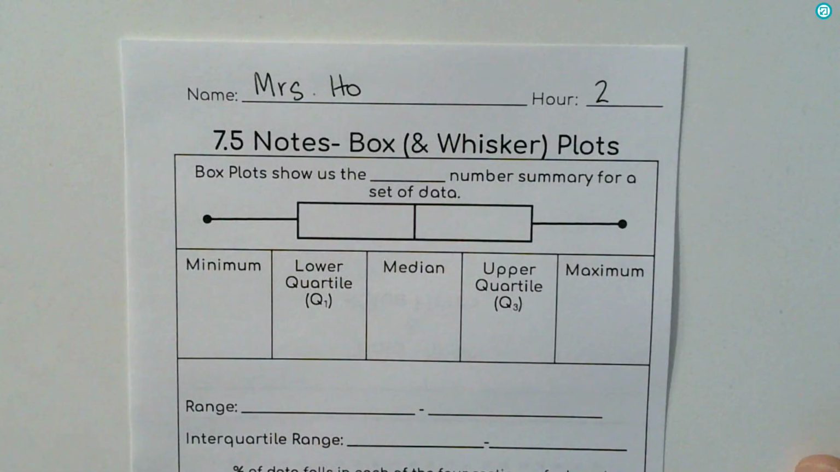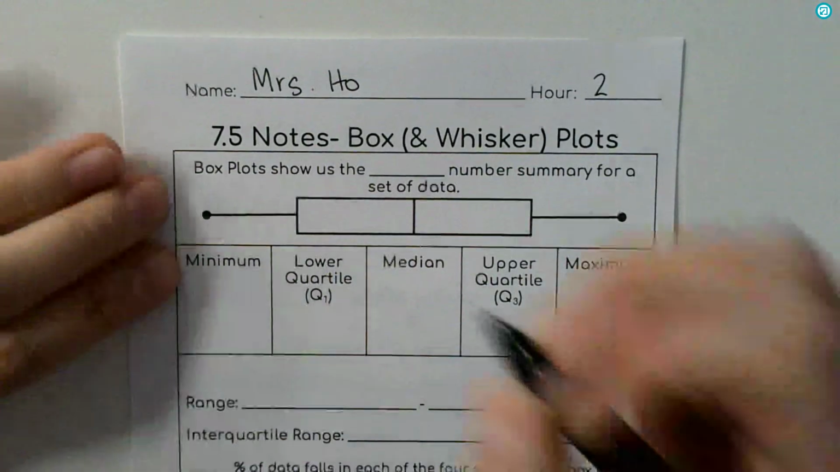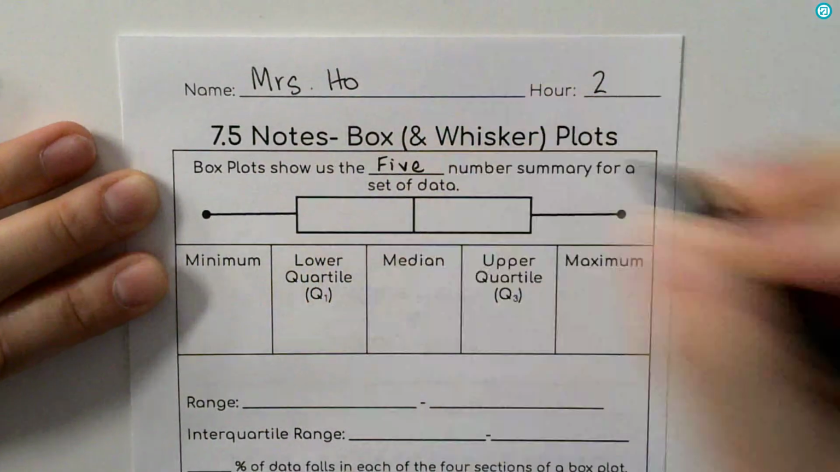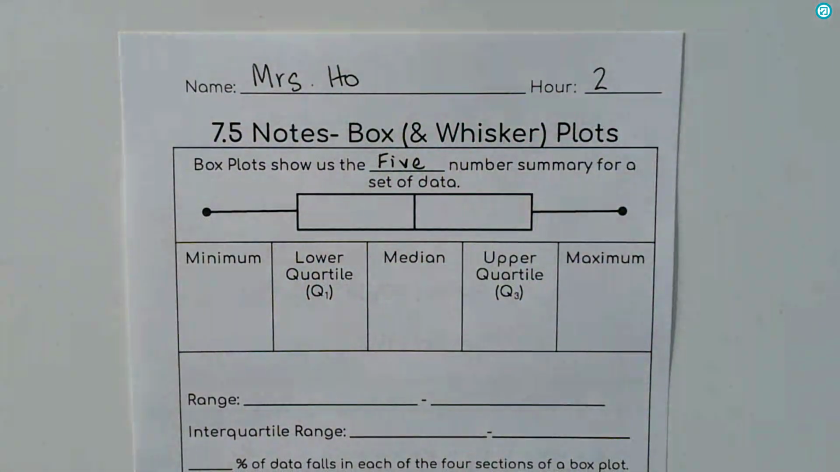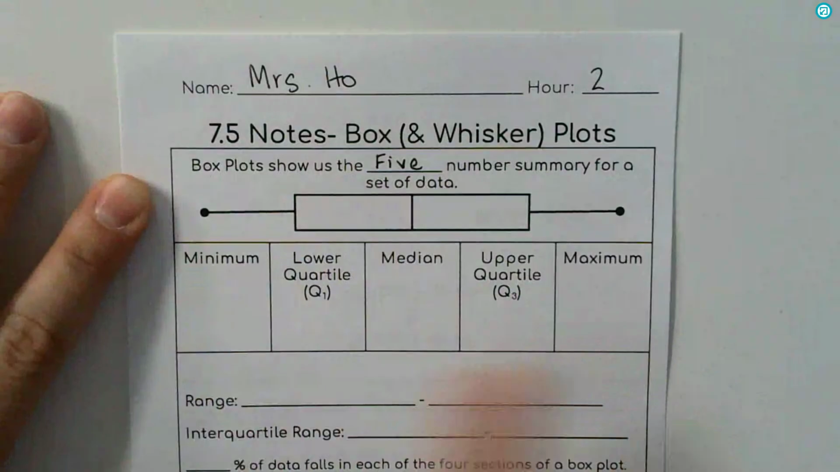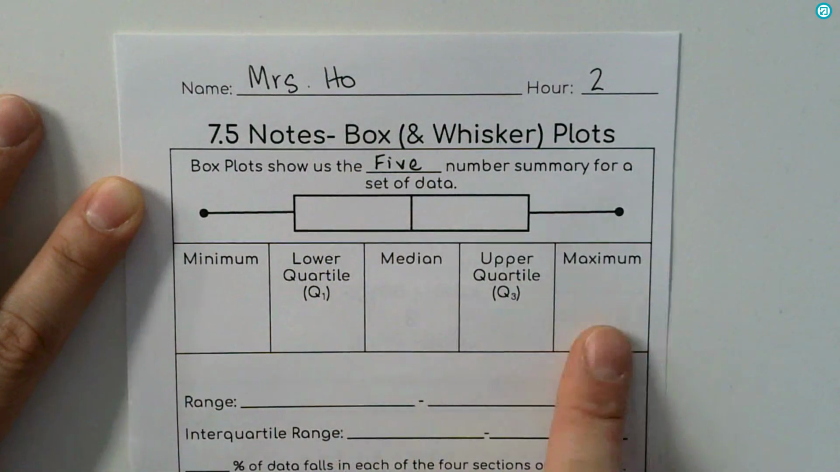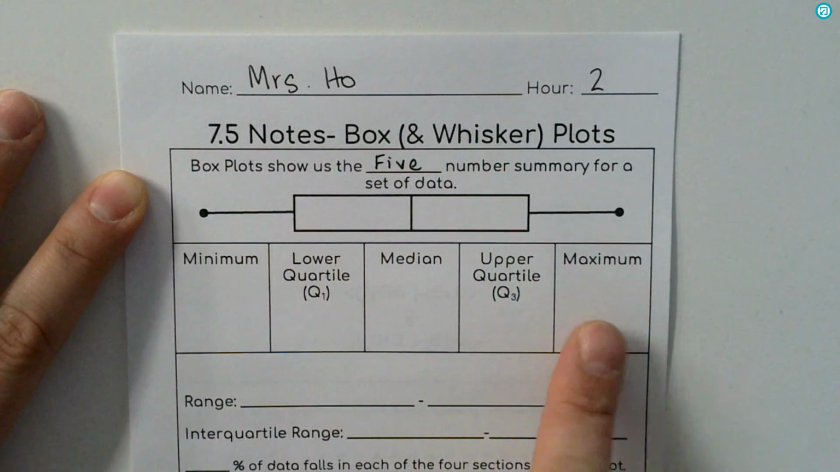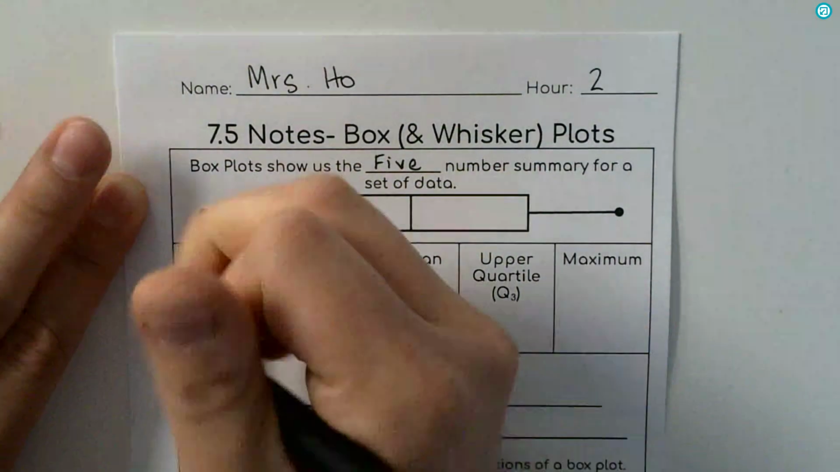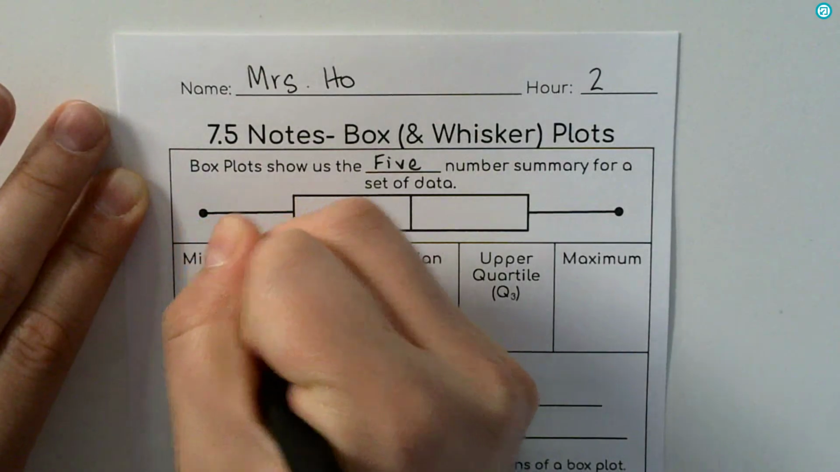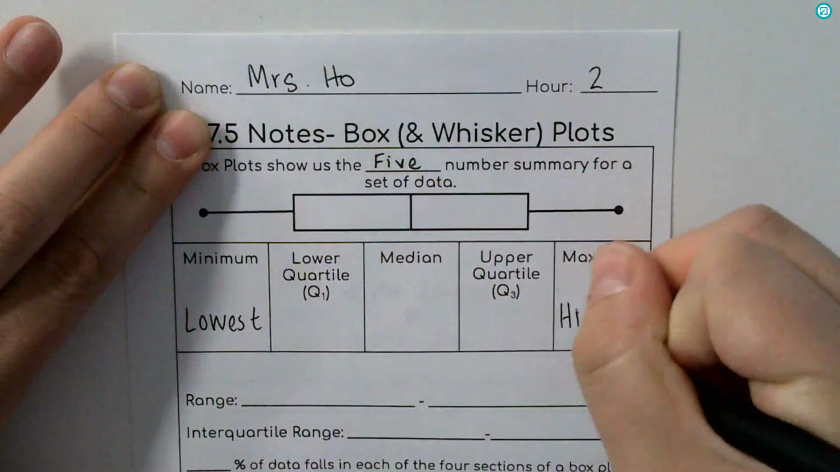So, box plots graph and show us the 5-number summary for a set of data. Box plots don't show us every single data point like a histogram or a dot plot do. They just show us 5 points about your data set as a whole. The 5 points that they show are these 5 points here: minimum, lower quartile, median, upper quartile, maximum. Let's talk about those. Minimum and maximum, we know what those mean. Minimum is going to be your lowest number, and your maximum is going to be your highest number.